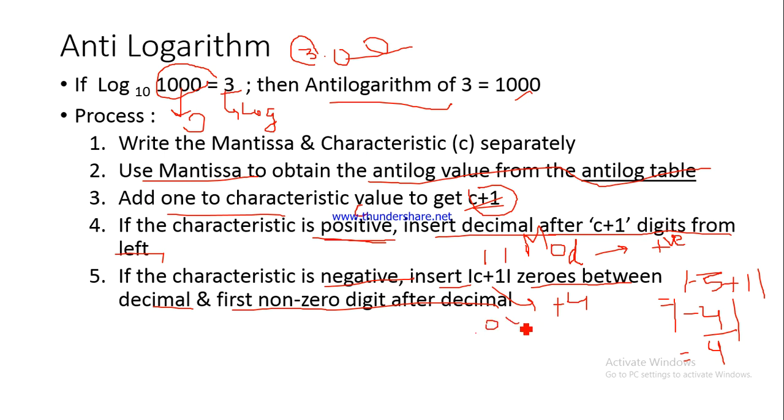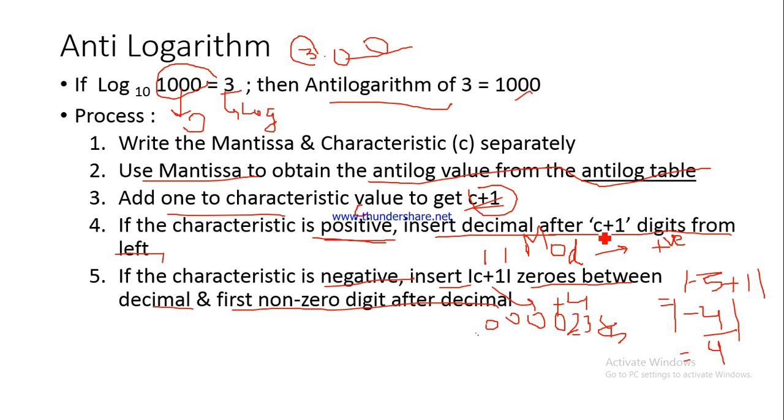and the first non-zero digit. So you will insert like this: plus 4 zeros means 4 zeros after the decimal, and from there you would start your first non-zero digit which you have obtained from the mantissa. So let's say the mantissa you obtained is 2, 3, 4, 5. So you will mention it here, right? Basically this is going to tell you how many zeros would be there between the decimal and the first non-zero digit. Is this fine? In both the cases what you have to do is add 1 to the characteristic value.